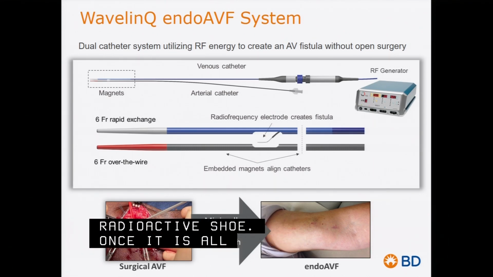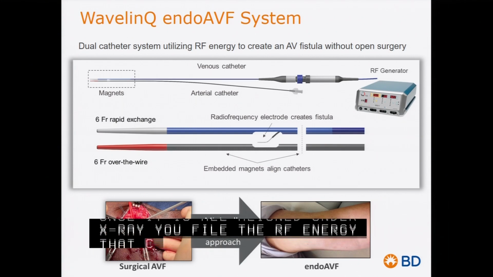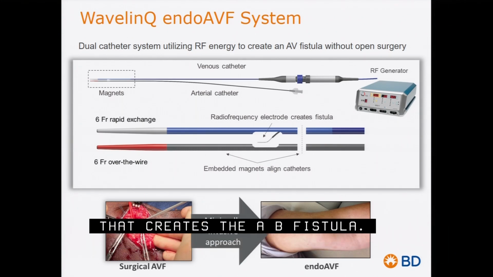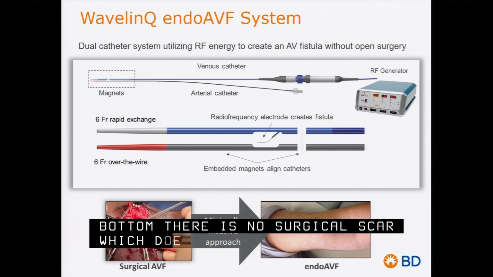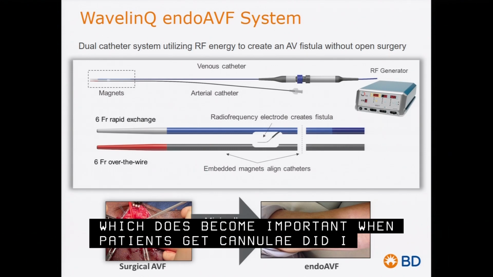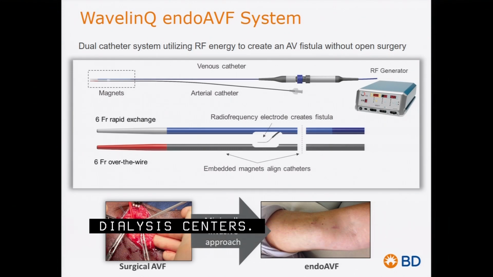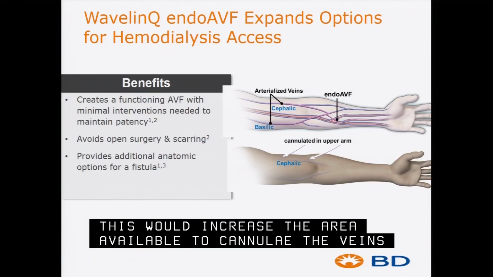The nice thing about this is, if you look at the picture at the bottom, there's no surgical scar here, which does become important when patients go to get cannulated. In the dialysis centers, they're taught to cannulate away from scars at least 2 centimeters, so it would increase the area that's available to cannulate the veins for their dialysis, as opposed to doing an open surgical incision where they would have to stay away from that.